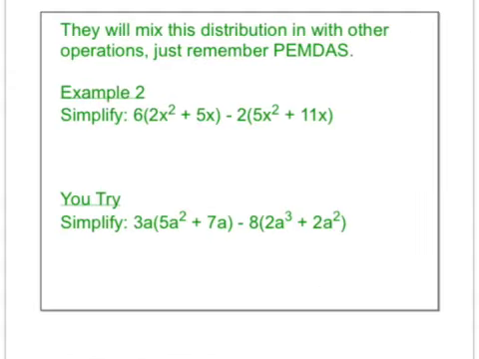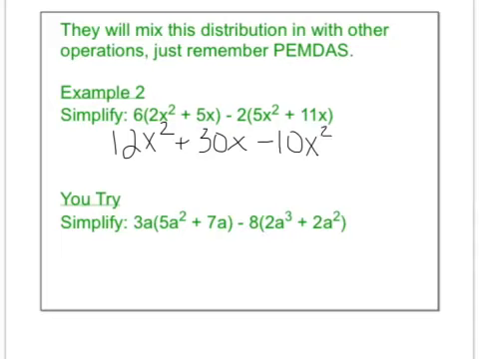Let's look at a few more. Now we've got these two sets of parentheses, and when we're looking at this, we've got this 6 times this and this 2 times this, so we're going to have to multiply each set of parentheses and then combine like terms. So we're going to go 12x squared plus 30x, because I'm just going 6 times 5. Then I got negative 10x squared minus 22x.